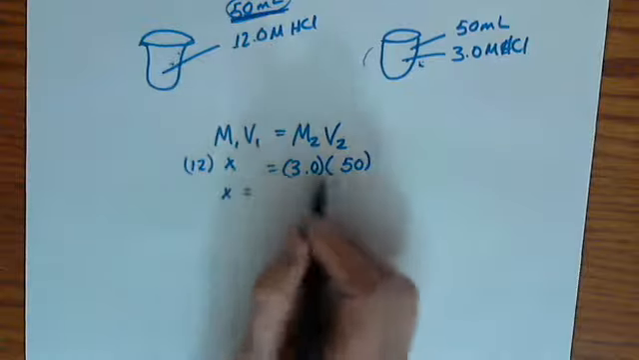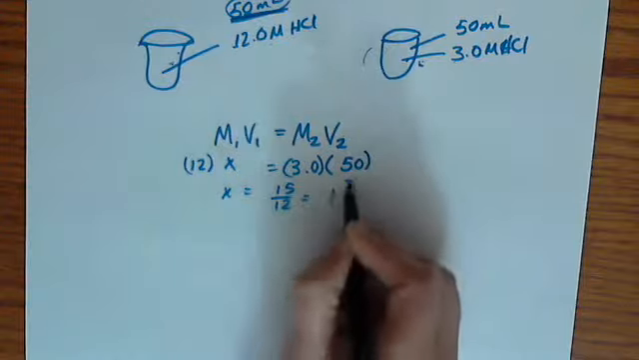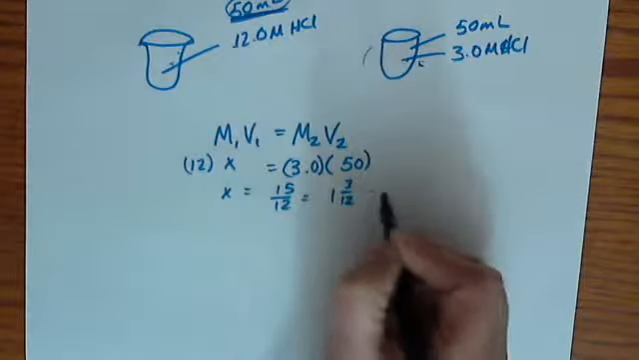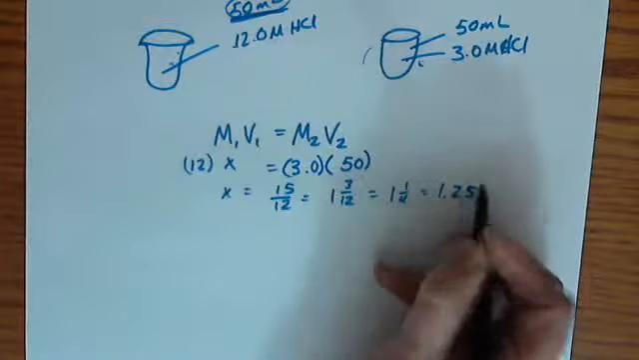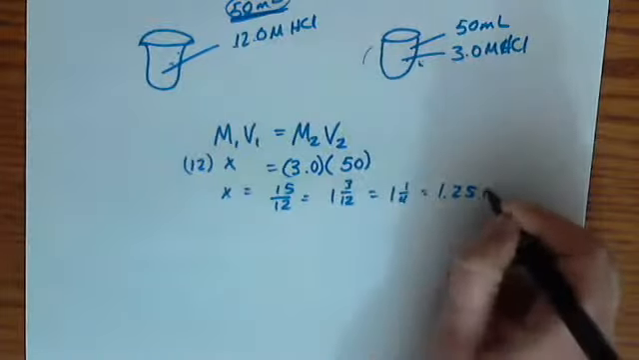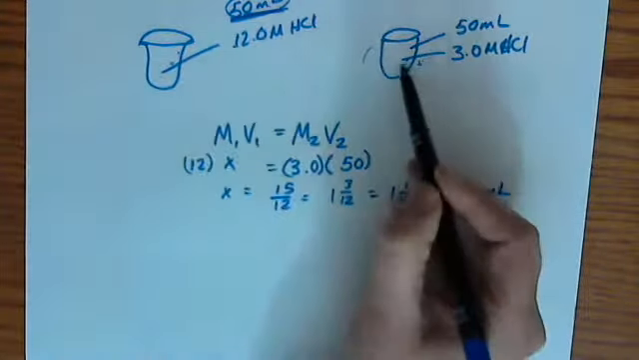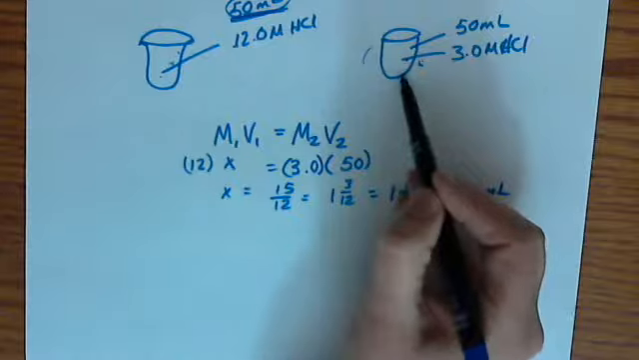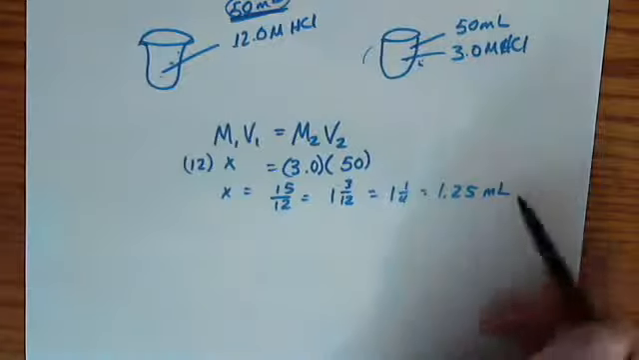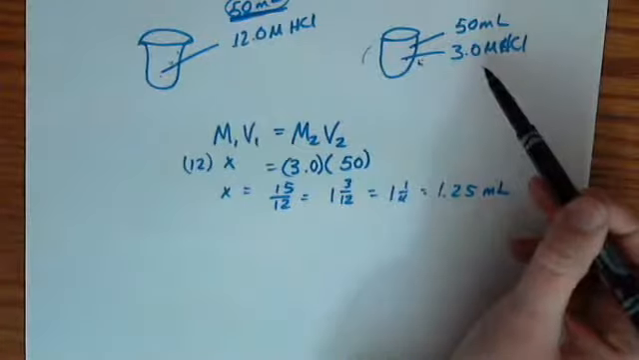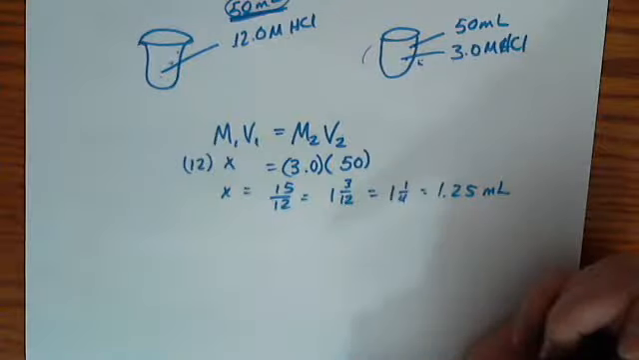So X is going to be, this times this is 15 over 12, which is 1 3/12, or 1 1/4, or 1.25 milliliters of this solution should be taken out and put into here, and then this should be diluted with enough water to make this 50 milliliters, and that will be a 3 molar solution rather than the 12 molar solution that we started with. Does that make sense?